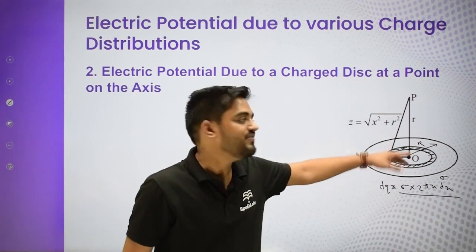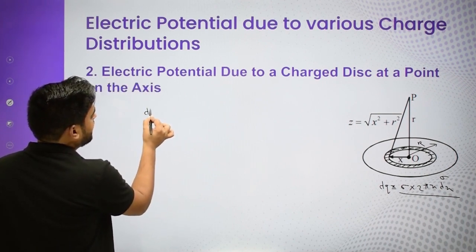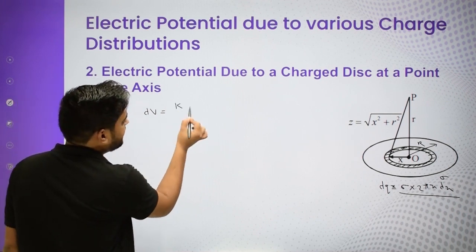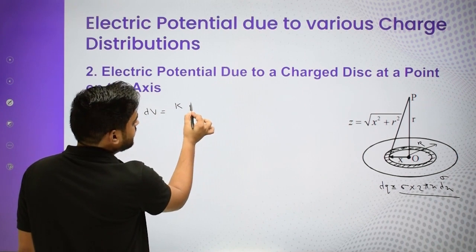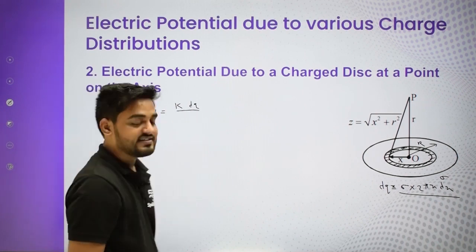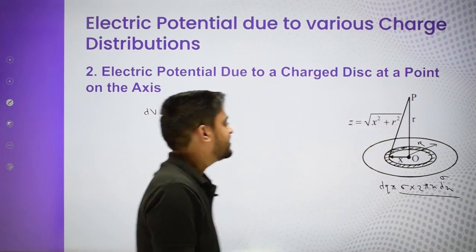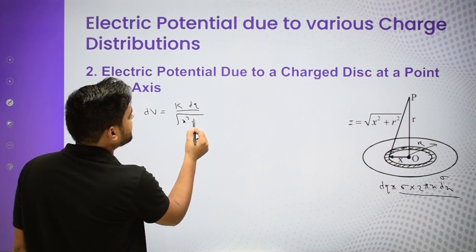Now due to this ring, we can write the potential at point P. So I'll say that the very small potential due to this ring is nothing but kq by r, right? So k, and what is the charge? Charge is dq. What is the distance? Which distance do we use? We use this distance, z. So kq by z, and z is what? Under root x square plus r square.